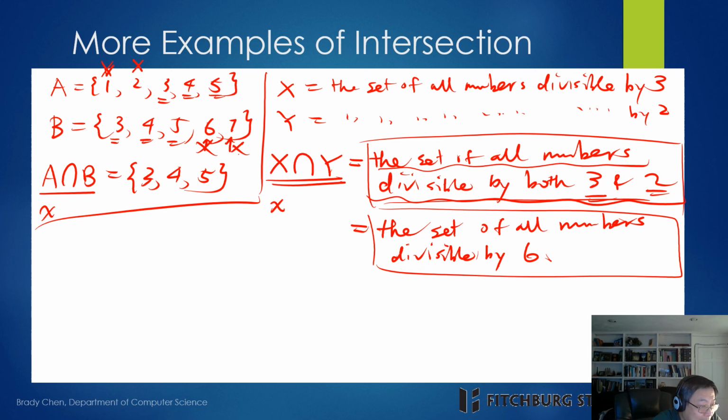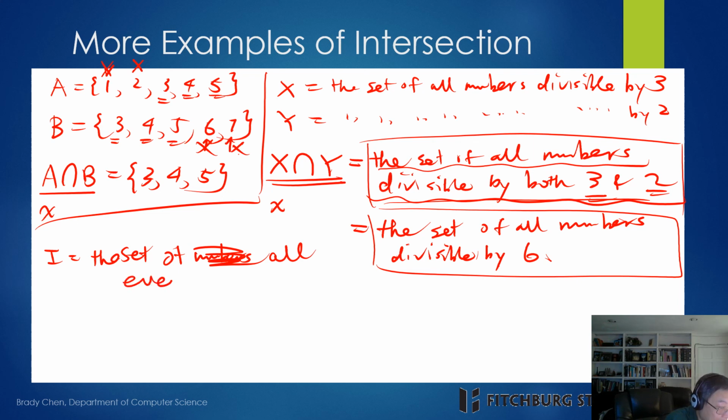So that's the examples of intersection. Let's take a look at another one. Say I is the set of all even numbers, and J is the set of all odd numbers.